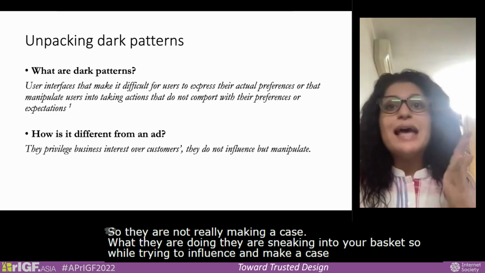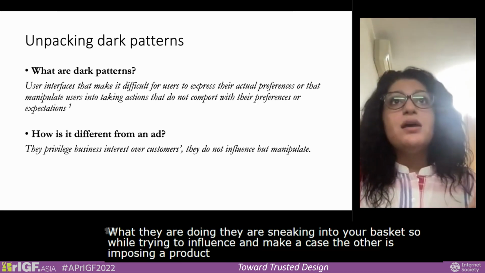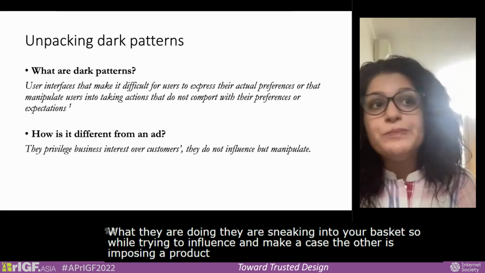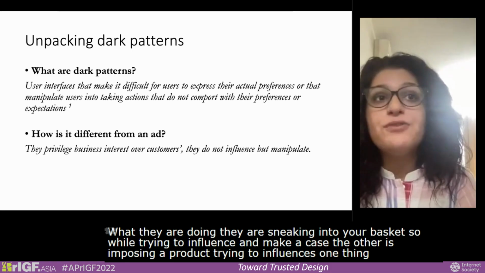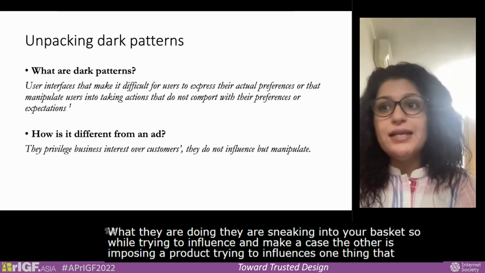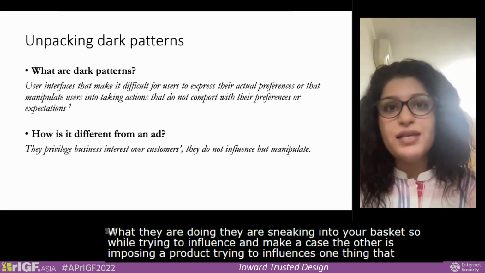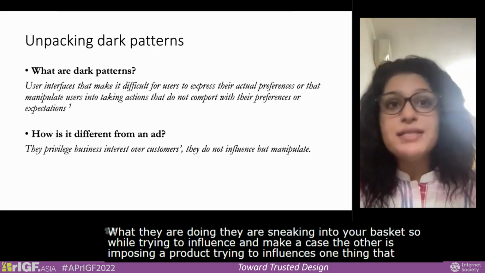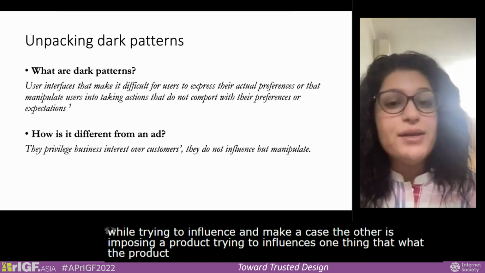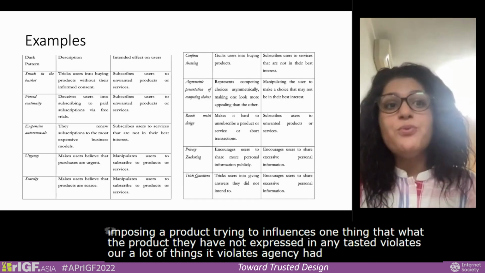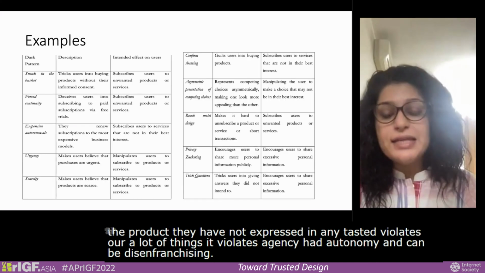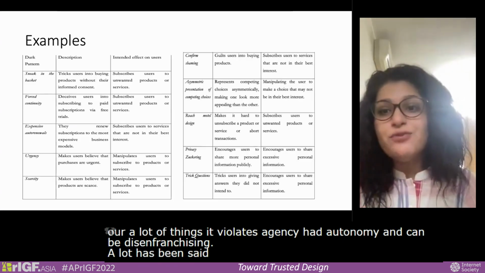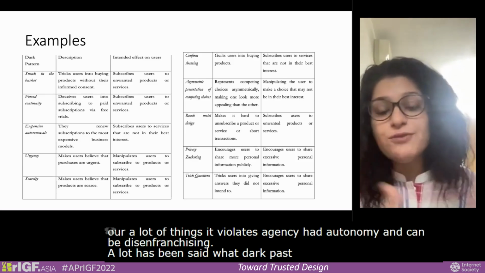And that's really, when you think about it, trying to influence someone is one thing, but trying to impose upon them a product they have not expressed any taste in, it violates a lot of things. It violates agency, it violates autonomy, and it can be disenfranchising. And a lot has been said about what dark patterns look like. This is an incomplete list from a paper we recently wrote. And this is kind of a compilation of kinds of dark patterns.